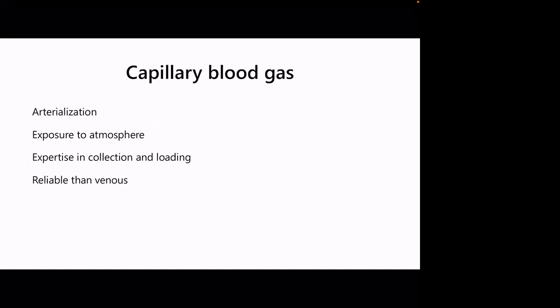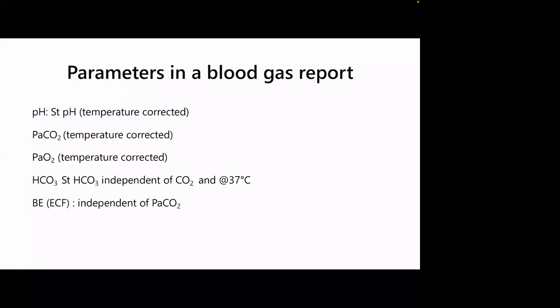The capillary blood gas, we have to get that through arterialization of the capillary. There is increased chance for exposure to atmosphere and erroneous values. Hence, the proper expertise in collection as well as loading the sample should be there, and it is more reliable than a venous sample, especially for the PO2 and pH, PCO2 and bicarbonate also.